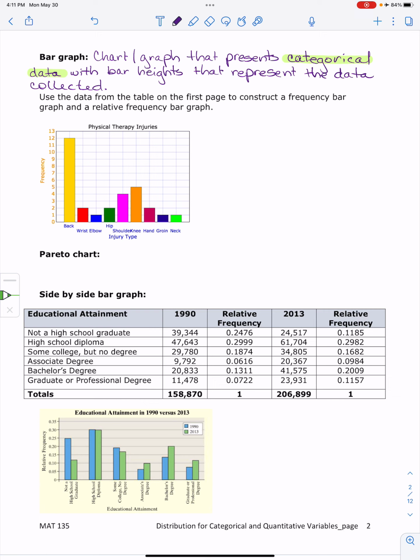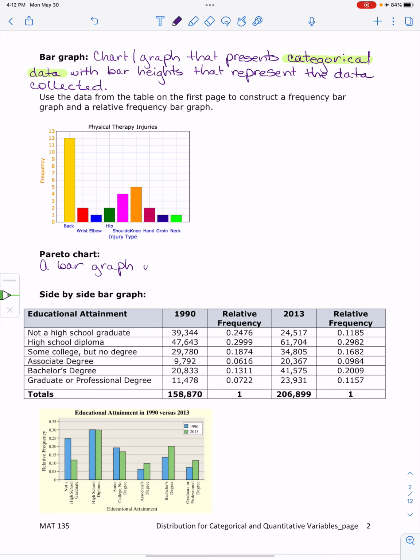Further on later in these notes, we will go backwards. We will take a look at a bar graph and figure out how many we had to begin with. Sometimes that's important. Okay. A variation on a bar graph is a Pareto chart, and that is just a bar graph basically going from largest to smallest.